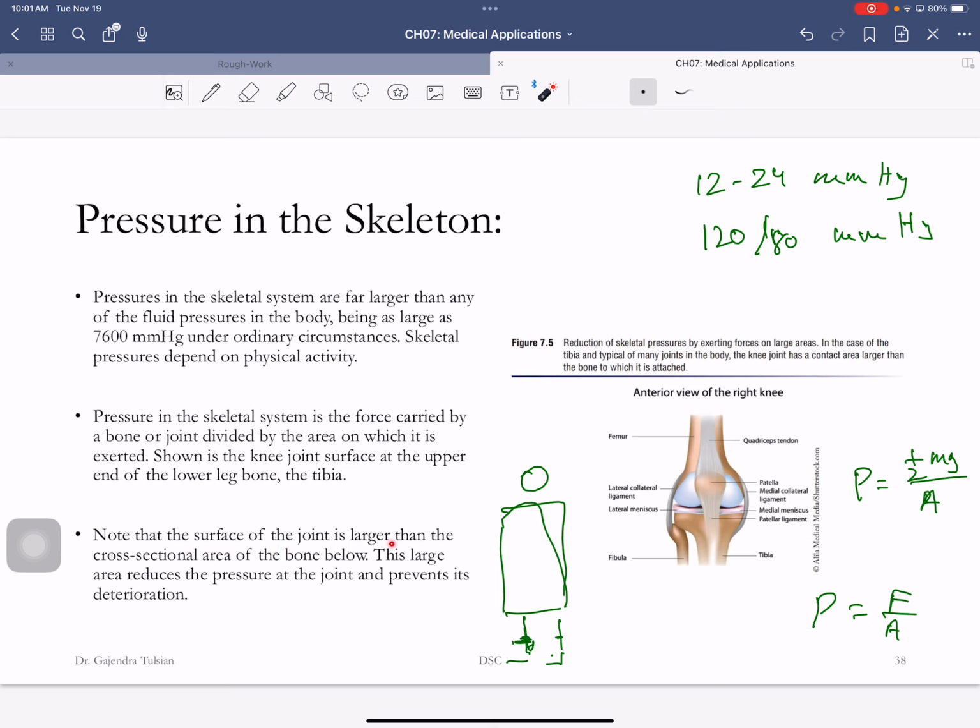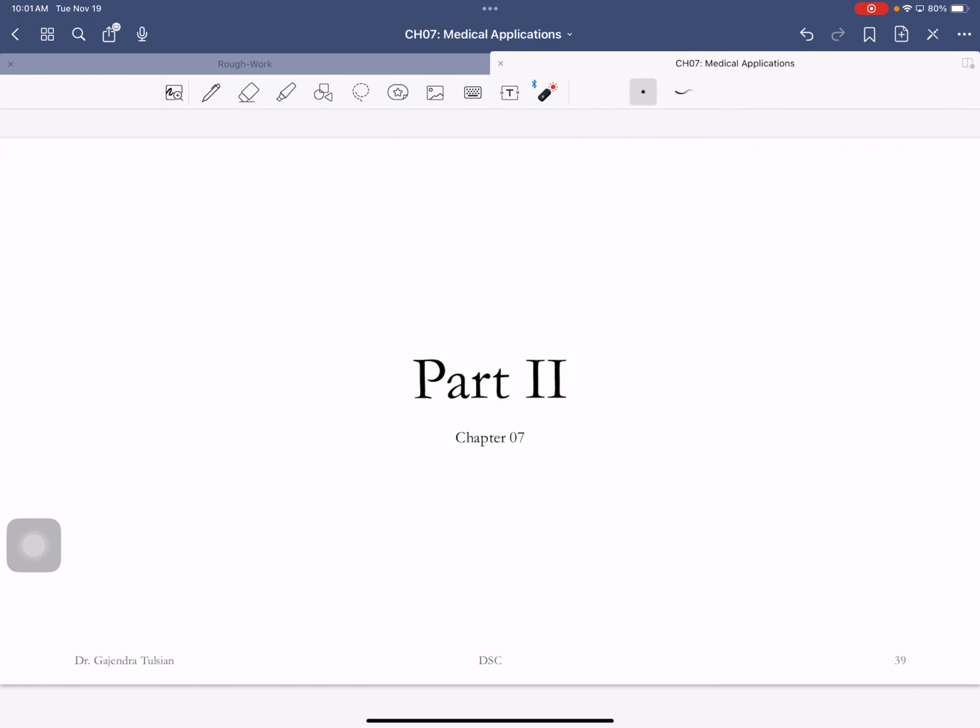The surface area of the joint is larger than the cross-sectional area of the bone below. This large area reduces pressure at the joint and prevents its deterioration. So that's a pretty smart design.